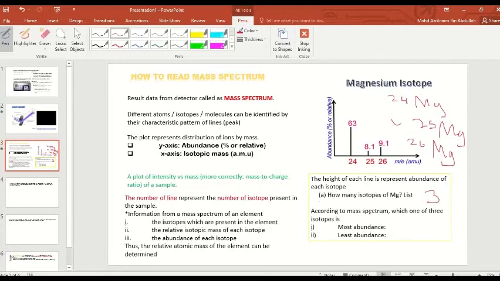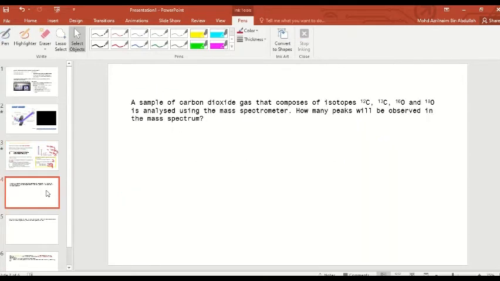So next, according to mass spectrum, which one of 3 isotope is most abundance? Least abundance. So siapa yang most abundance? Yang paling banyak abundance, tengoklah dia punya percentage abundance. Siapa paling abundance? Isotop yang ke-24 magnesium. So label lah 24 magnesium. Least abundance yang paling sikit adalah isotop 25 magnesium. Okay, senang je kan? Okay, so next kita cuba jawab certain soalan.